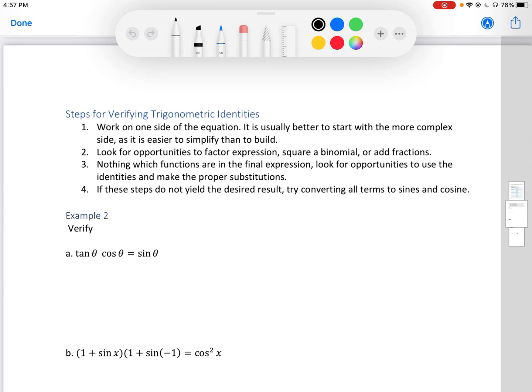3, noting which functions are in the final expression, look for opportunities to use the identities that make up their proper substitutions. And 4, if these steps do not yield the desired result, try converting all items to sine and cosine. And honestly, I would make this your step 1, if you don't know where to start with making everything sine and cosine.